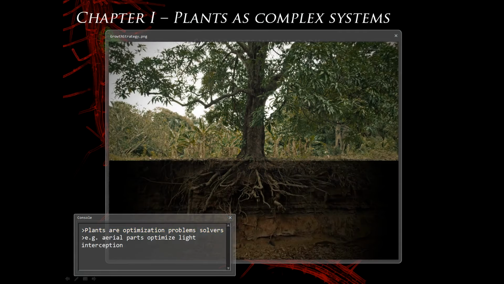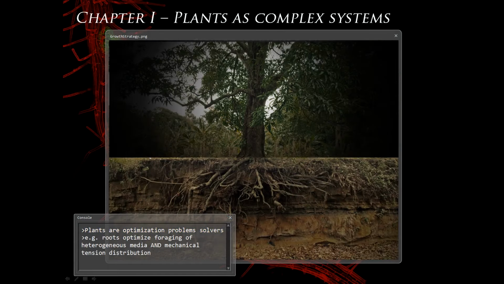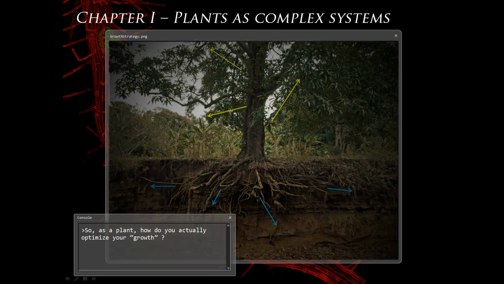For example, the aerial parts are constantly trying to optimize light interception. Meanwhile, the plant roots, which grow underground, are constantly trying to optimize the problem of foraging through a heterogeneous medium, and at the same time trying to distribute mechanical tension within the soil to ensure that the roots keep the plant in place. So basically, as a plant, if we go back to that, how can you actually optimize your growth? The growth being taken in the largest sense possible, meaning growth and differentiation. So how do you actually optimize your growth?